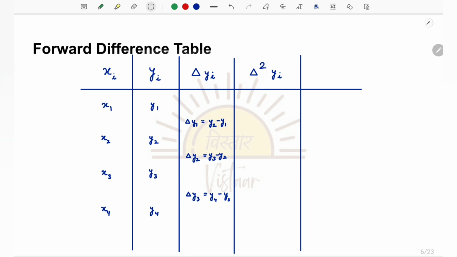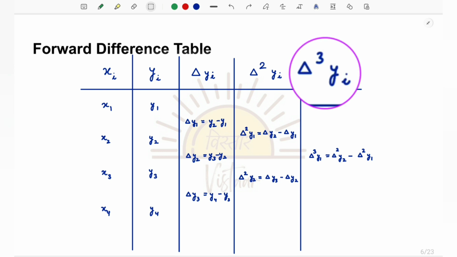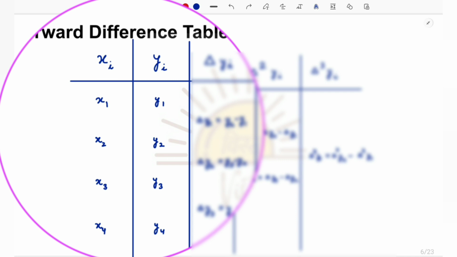In a similar way, we will calculate delta square y. Here, delta square y1 will be delta y2 minus delta y1. Further, delta square y2 will be delta y3 minus delta y2. In the same manner, we will calculate delta cube y and more values of delta raised to the power n, depending upon the original data points available.